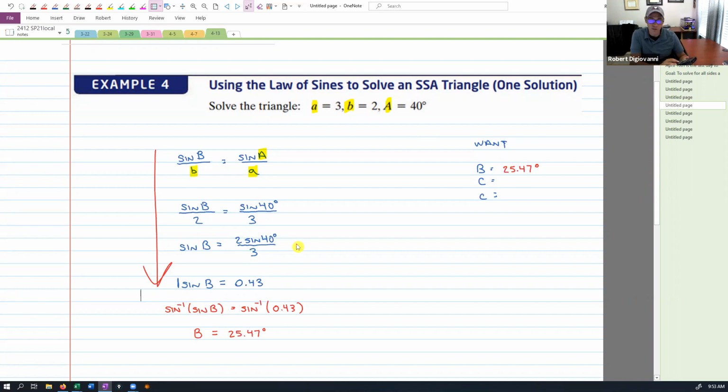So what I'd normally do to get capital C here, I'm just going to show the computation. I do 180 degrees minus the 40 minus the 25.47, and that will give me what capital C is. 180 minus 40 minus 25.47, so 114.53 degrees. We have an obtuse angle, don't we? You'll see this is obtuse, it's bigger than 90. That's okay.